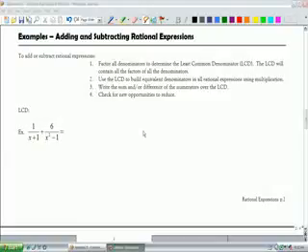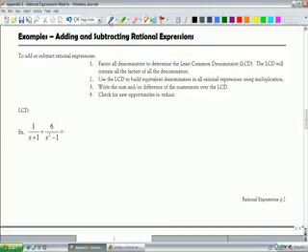Adding and subtracting rational expressions. Okay, we're going to look at adding our rational expressions here first, and whether we're adding or subtracting, the one thing that we need to make sure that we understand is that we have to have a common denominator in order to add or subtract fractions.